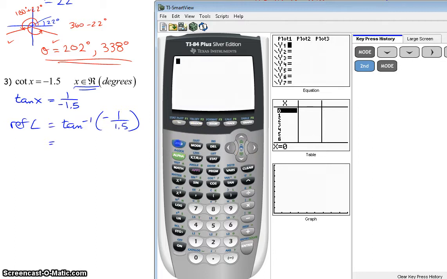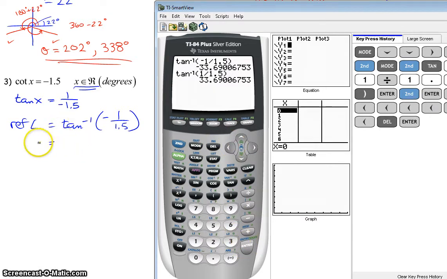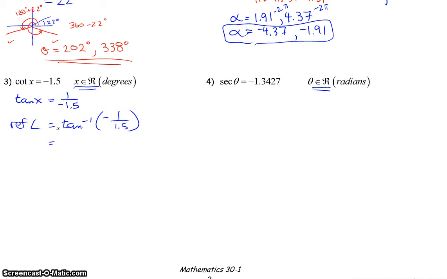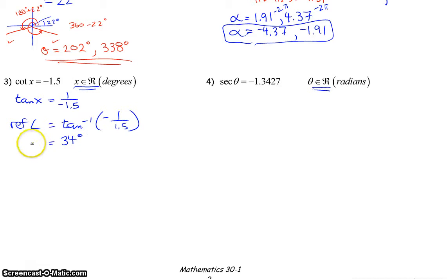Now we go second function tan of negative 1 divided by, and yes, you could write it as 1 over negative 1.5. That's fine as well. And there we go. Let's see what we get. Oh, right, we were going to do the positive. Second enter to bring up what we just typed in, because I wanted to do the reference angle, so we're going to delete that negative, keep it in quadrant 1, and we would get a reference angle of 33.69, to the nearest degree, that would round up to 34 degrees. So 34 degrees is our reference angle.